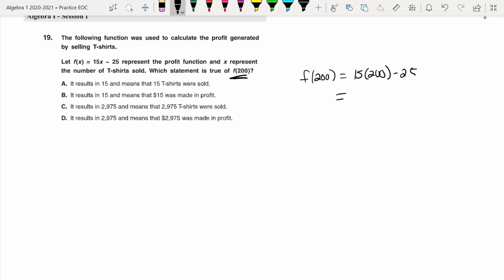So when I do this, 15 times 200 gives me 3,000. Minus 25 gives me 2,975. So again, this is based off of x represents the number of t-shirts sold. Well, I just plugged something in for x. So I sold 200 t-shirts, which means I made $2,975, which means it's D. So yes, you got the right answer, but you got to look at which one it is. Is it C or D? Well, C says a result of 2,975, which means I sold that many shirts. No, I only sold 200 shirts because the x was 200.